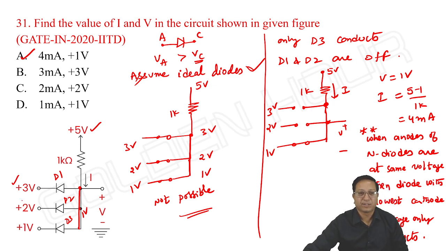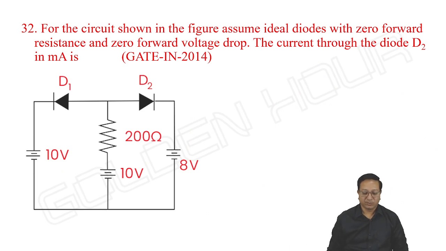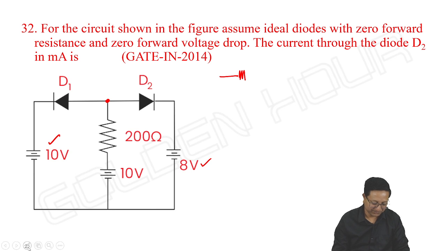Okay, next. See this, it's a question asked in an instrumentation paper. For the circuit shown in the figure, assume ideal diodes with zero forward resistance and zero forward voltage drop. The current through diode D2 is? See here also anodes are shorted. The cathode of D1 is going to 10 volts and the cathode of D2 is going to 8 volts. So which diode conducts? The diode with the lowest cathode voltage only conducts. We can even draw the same circuit like this.